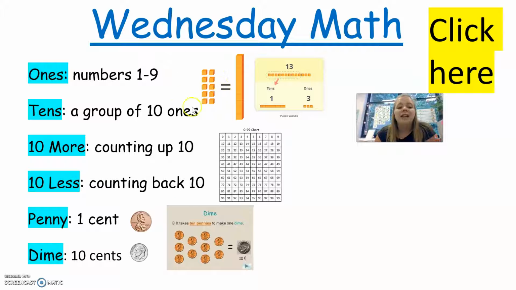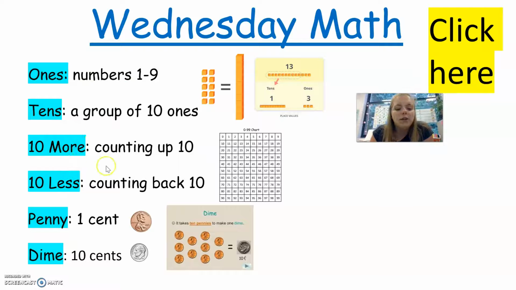So remember, 10 ones equals one group of 10. So in 13, you see you have 10 ones, so that's one group of 10. So 13 is one group of 10, and then 3 ones, okay? So circle your 10s, and however many left over is how many ones you have.